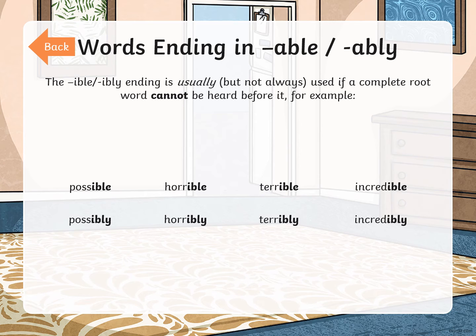So the ible, ibly endings are usually, but not always, used if a complete root word cannot be heard before it. And here's some examples again. So these words don't make sense on their own without the ible or ibly ending. So possible, pos does not make sense on its own. Horrible, terrible, incredible, incred, nope.